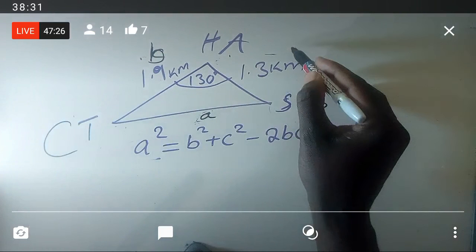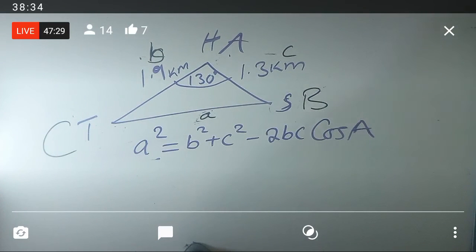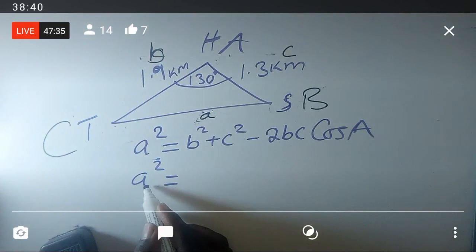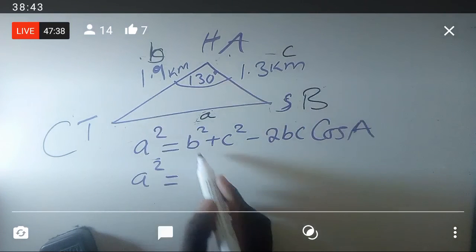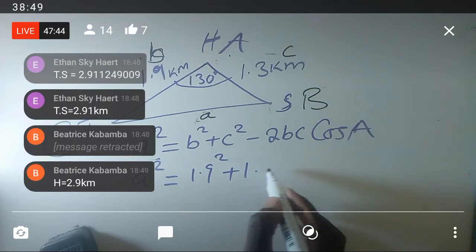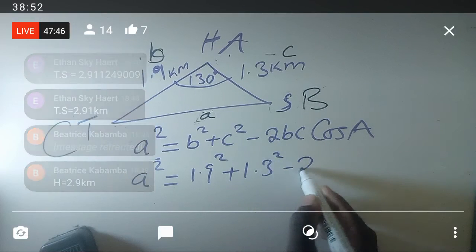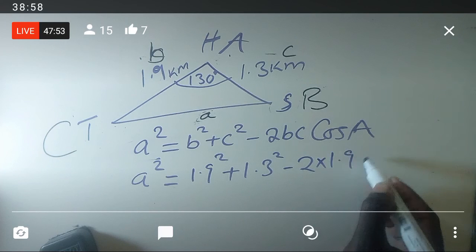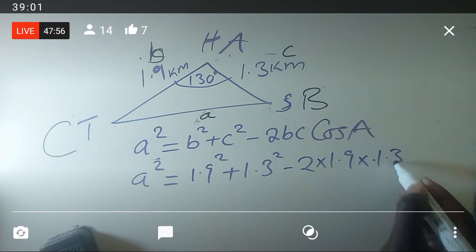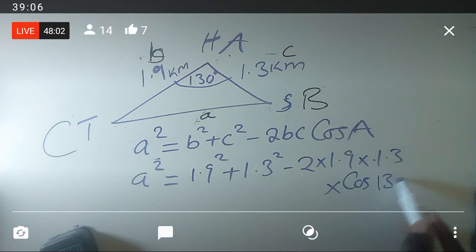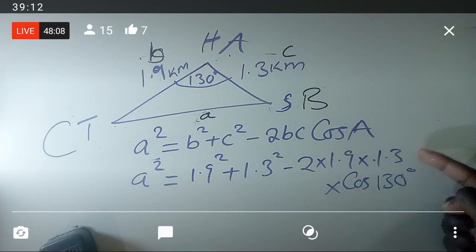Hopefully it makes sense. So now we can try to solve for A, which we are looking for here. Where is our B? B is 1.9 to the power 2. Don't forget, our C is 1.3 squared, minus 2 times our B, 1.9, times our C, 1.3, multiplied by cos A. Cos A is 130 degrees. There is no space here. I was supposed to finish this side, but I have no space, that's why I've put it here.